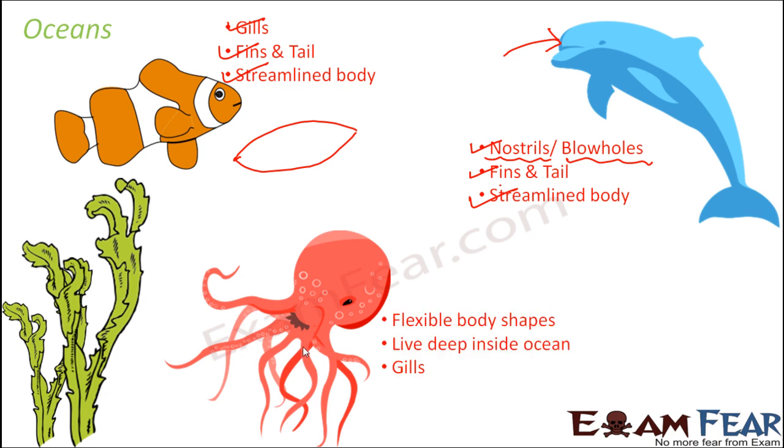So they have flexible body shapes. These body shapes take the shape of a streamlined shape when they have to swim. They mostly live deep inside the ocean, mostly on the seabed. They also have gills, and the gills help them to take in oxygen dissolved in water.